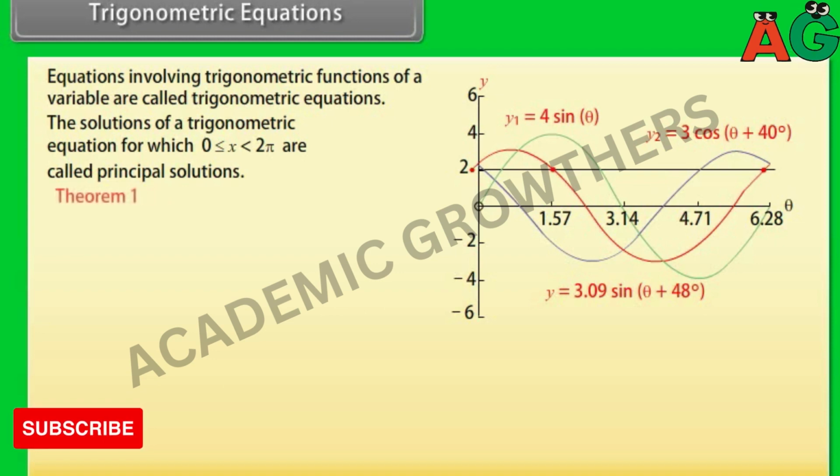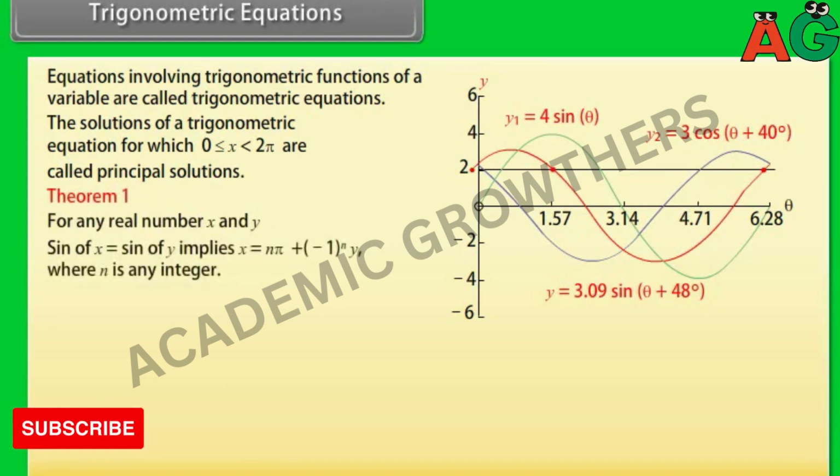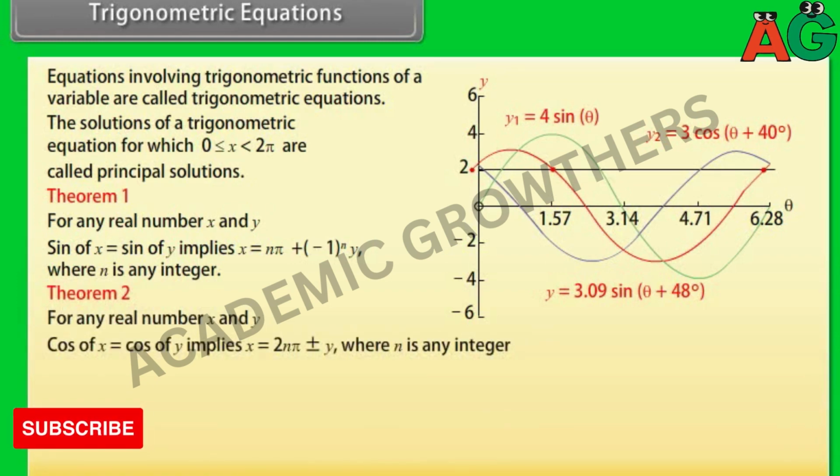Theorem 1. For any real numbers x and y, sine of x is equal to sine of y implies x is equal to n pi plus minus 1 raised to the power n into y, where n is any integer. Theorem 2. For any real numbers x and y, cos of x is equal to cos of y implies x is equal to 2n pi plus or minus y, where n is any integer.